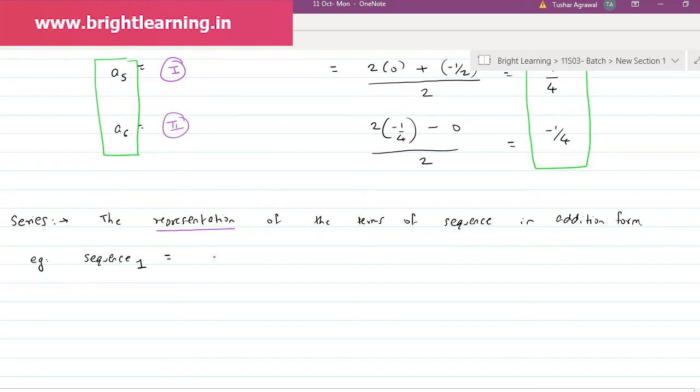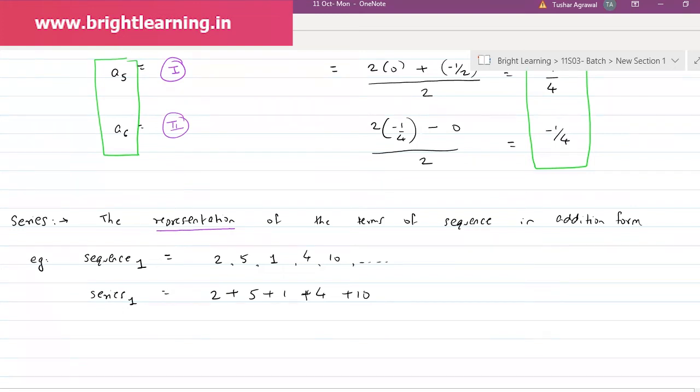Okay, so let's say, for example, sequence 1 is equal to 2, 5, 1, 4, 10, and so on. The series corresponding to this sequence is represented by 2 plus 5 plus 1 plus 4 plus 10. It is just a representation, nothing more. Don't say that series 1 is equal to 2 plus 5, 7, 7 plus 1, 8, 8 plus 4, 12, 12 plus 10, 22. Don't say that series 1 is 22.